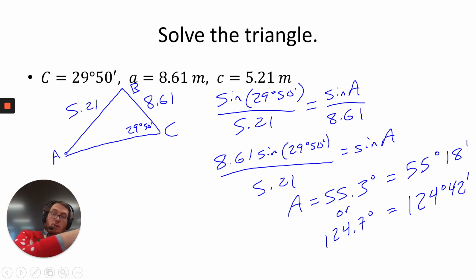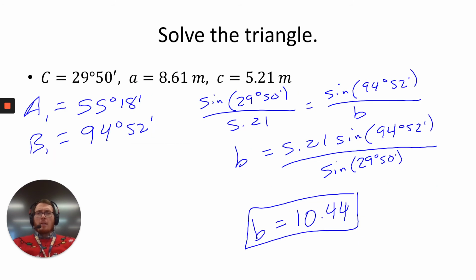I make those into degrees minutes by using the DMS feature on my calculator. So don't forget to know how to do that, so you're able to switch from degrees decimal to degrees minutes seconds. The problem is that both of these answers work. So if the first answer was 55 degrees 18 minutes, I take 180 minus the given angle minus this answer that I just found, and the B angle would be 94 degrees 52 minutes.